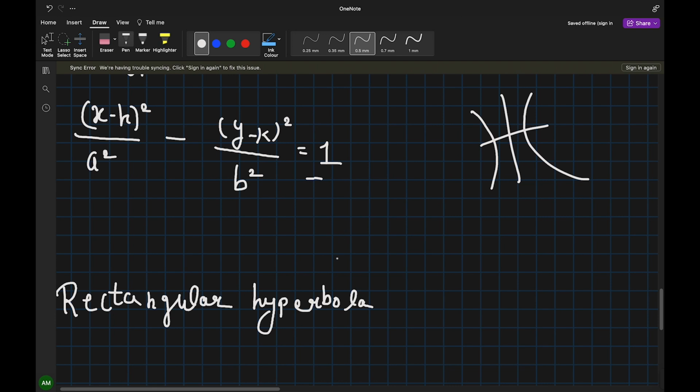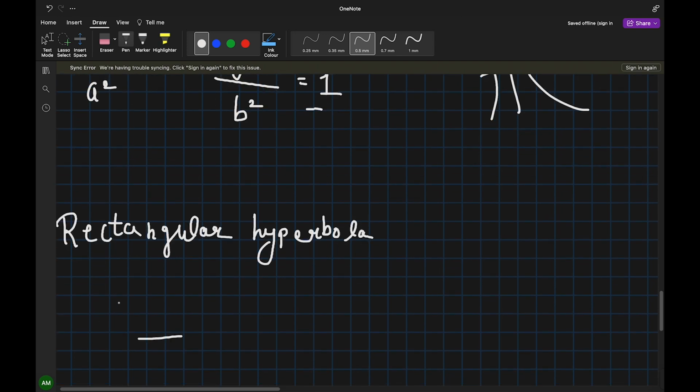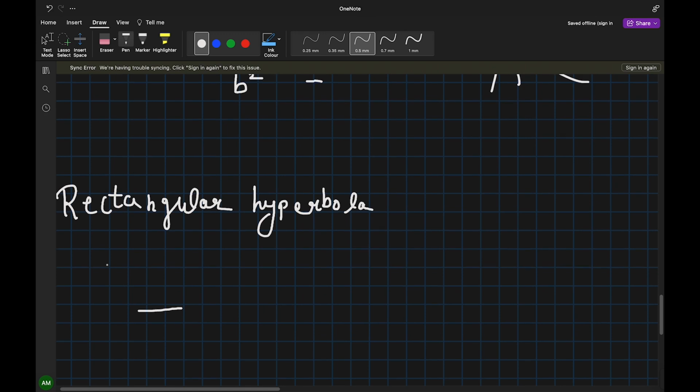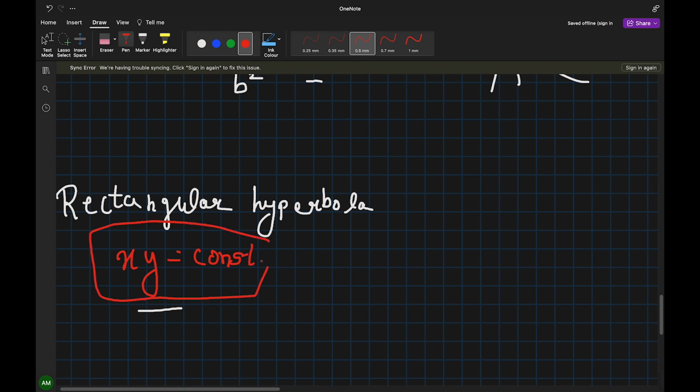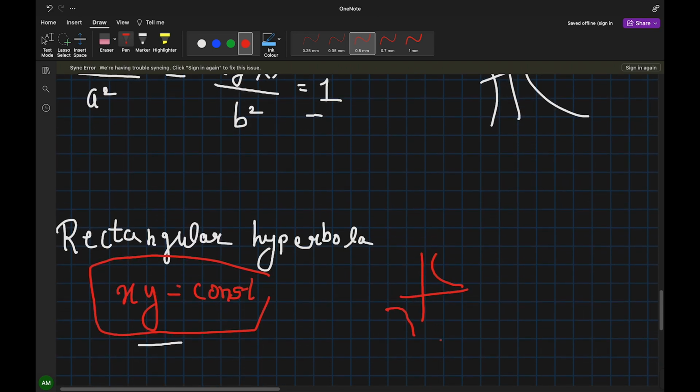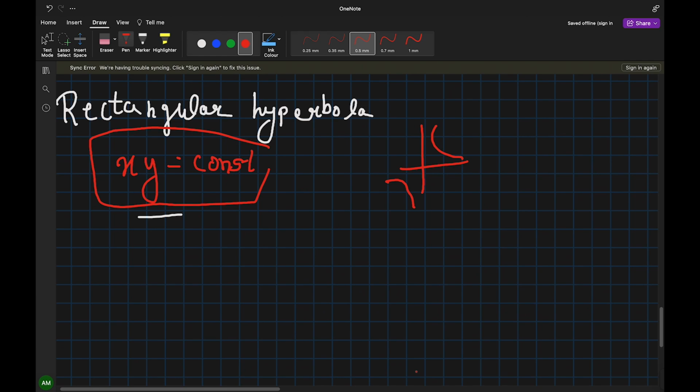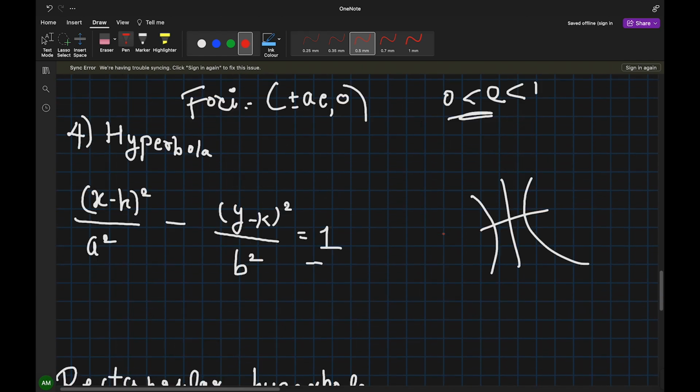Okay. Now, rectangular hyperbola. There is a special type of hyperbola called a rectangular hyperbola. What is the equation of a rectangular hyperbola? It is x into y is equal to a constant. It looks like this. Clear? It looks like this. It is symmetric about the origin. Clear? Okay. So with this, the conic section part is completed.